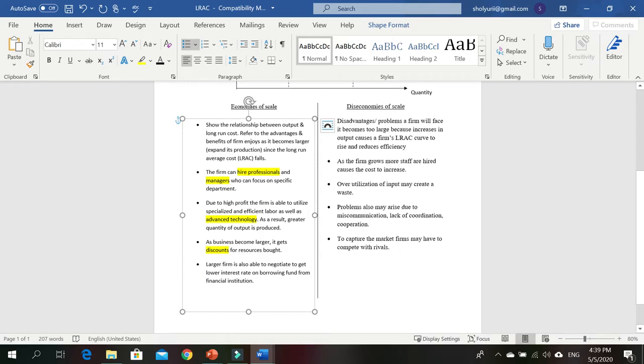Okay. And lastly, larger firm is also able to negotiate to get lower interest rate on borrowing fund. Lower interest rate on borrowing fund. So biasanya business, they would like to expand their business, right? Nak tambah cawangan semua-semua, jarang orang pakai cash. Normally, when we want to expand our business, we do investment. Macam mana nak buat investment? We borrow from the bank.